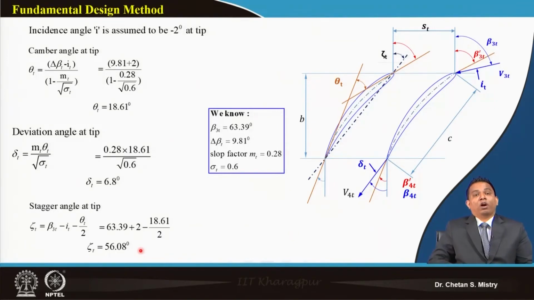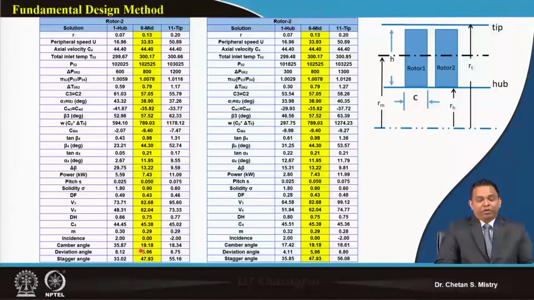Okay. So now at the mid station we have done our calculation, at the hub station we have done our calculation, at the tip station we have done our calculation. So let us see what all we have assumed and how this is affecting.